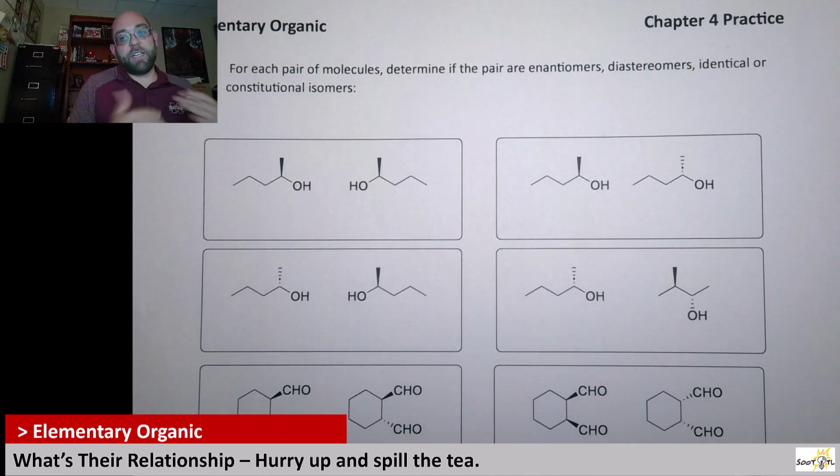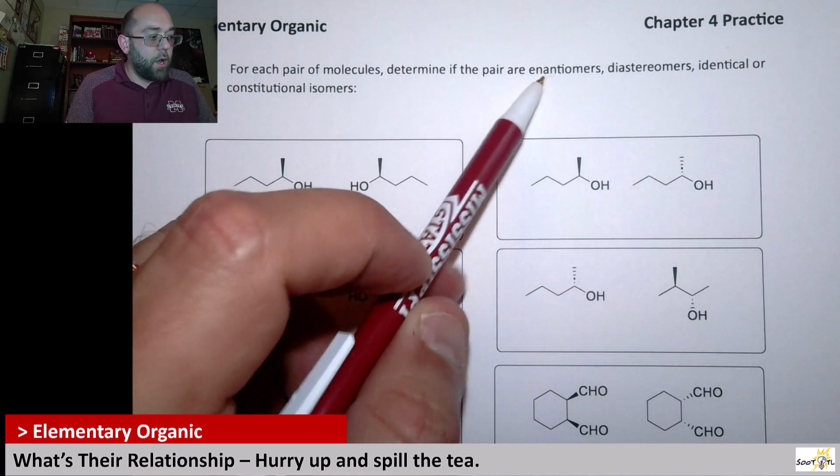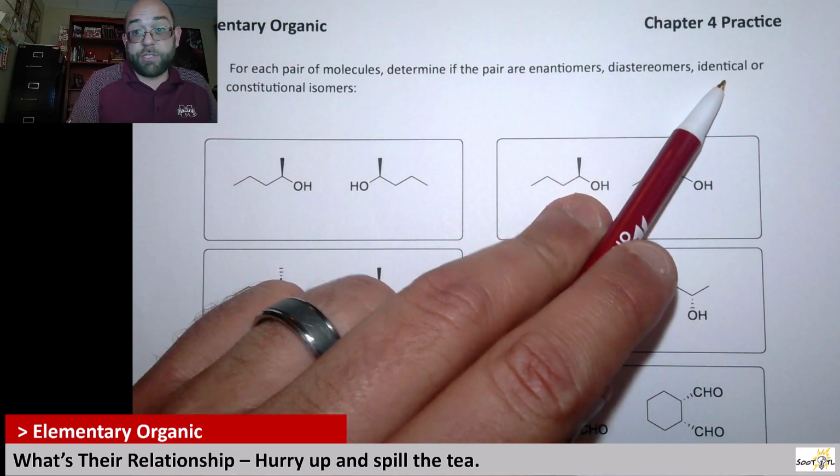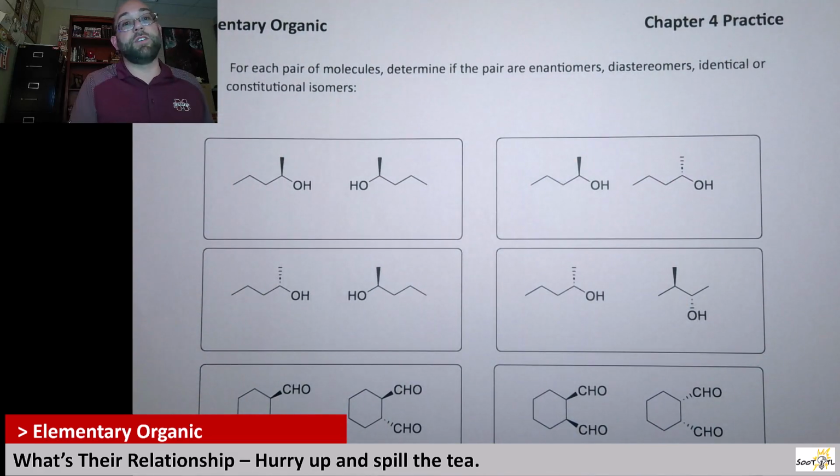And so here what I've done is I've given you a few pairs of molecules. So each set of molecules in the box, we're going to look at them and we're going to try and determine what's their relationship. Are they a pair of enantiomers? Are they a pair of diastereomers? Are they just the same molecule, just shown to us differently? Or are they, in fact, constitutional isomers?